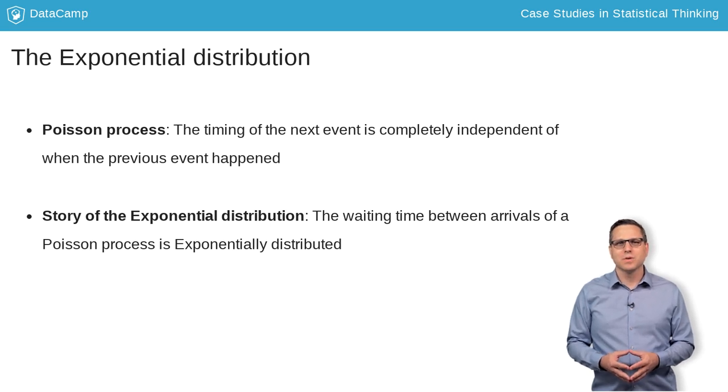Its story has to do with Poisson processes. For a Poisson process, the timing of an event, called an arrival, is completely independent of when the previous event arrived. The waiting time between arrivals is exponentially distributed.